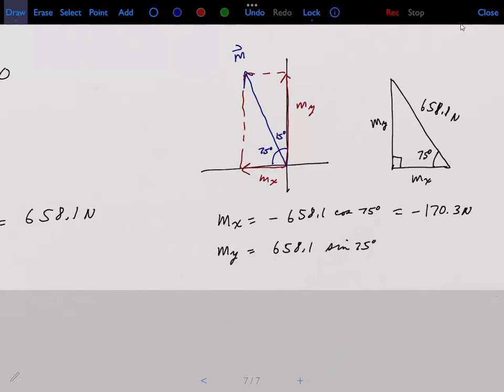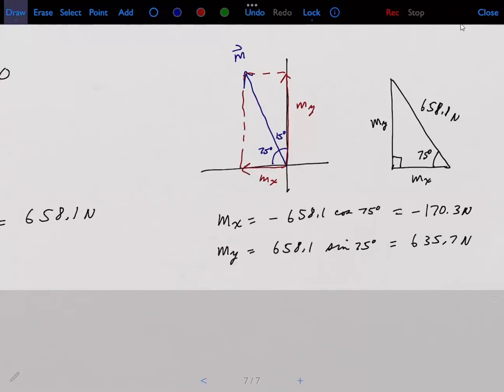By the way, if you wanted to use this angle here, then the x component would involve sine of 15, but sine of 15 is the same as cosine of 75. And the y component would involve cosine of 15, which is the same as sine of 75. So it doesn't matter as long as you're consistent, as long as you know that those are really equivalent. If you work that out, it turns out it's 635.7 positive.